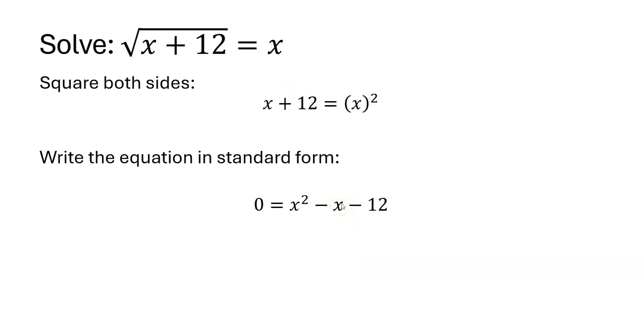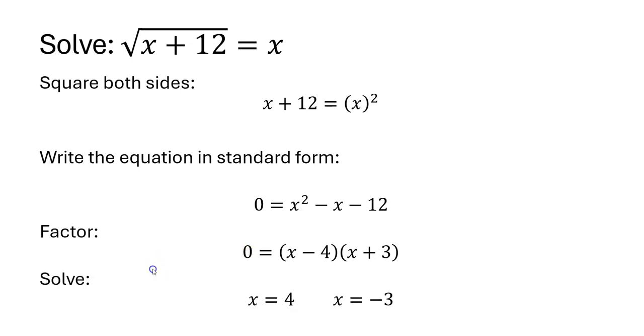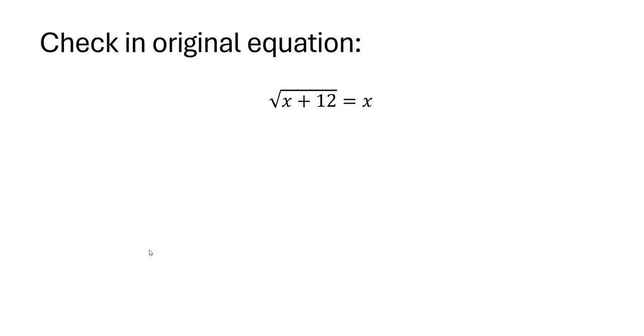I like to put things on the side of the equation where the quadratic term is positive. Just makes the whole solving piece just a little easier. Now I can factor that, x minus 4 and x plus 3, and we solve. x equals 4 and x equals negative 3. But don't forget to check.